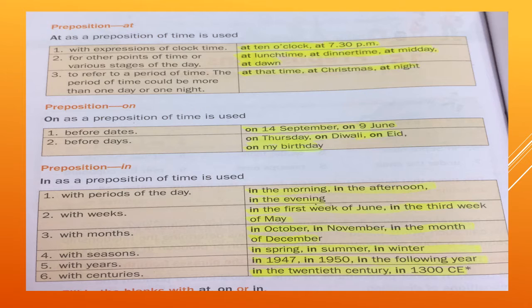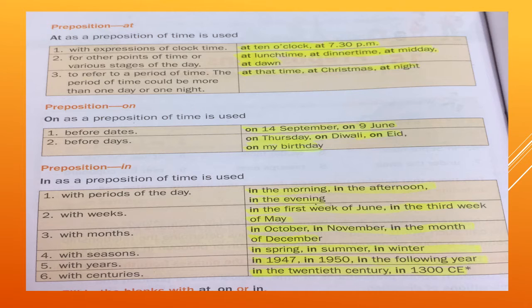Like the third one is to refer to a period of time. The period of time could be more than one day or one night. Like we'll say at that time, at Christmas, at night. Like we say, hey, we will meet at Christmas, or we will meet at night. So that's where we use at as a preposition.